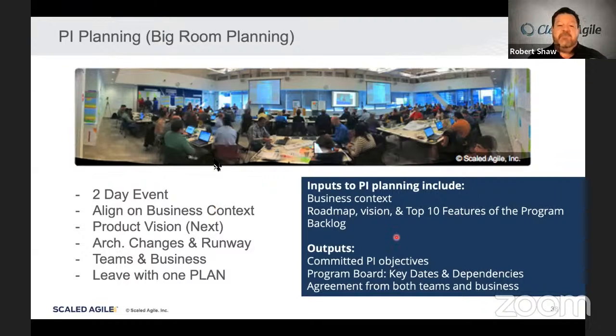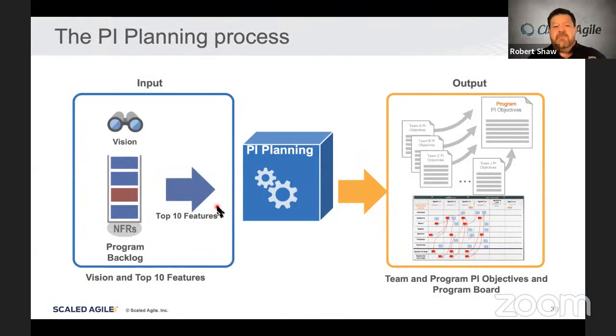And you see some of the inputs here. We'll talk about those next. So, the inputs. There's a vision for the PI. Right now, it's not the company vision. SAFe prescribes this as the next product vision. What does the next generation of the product look like?